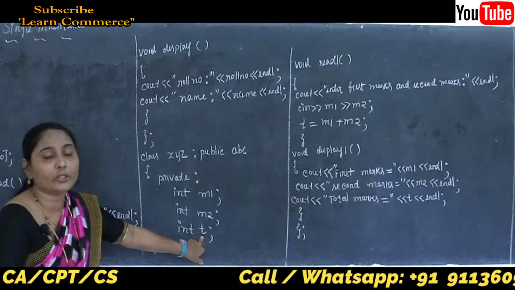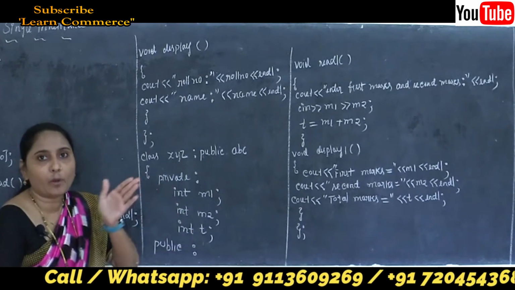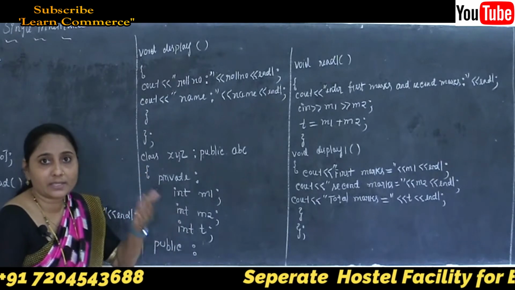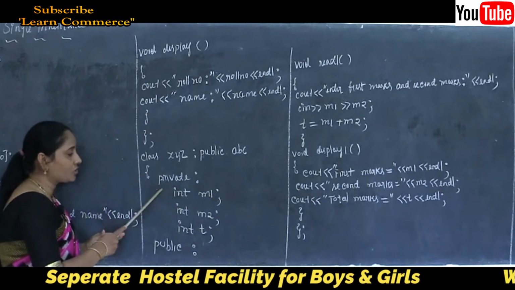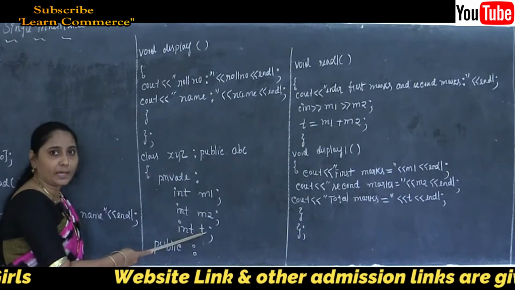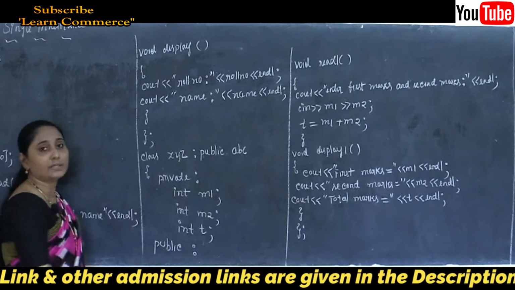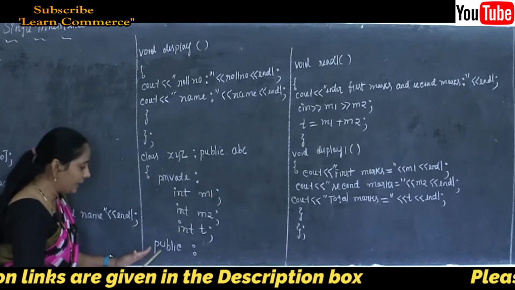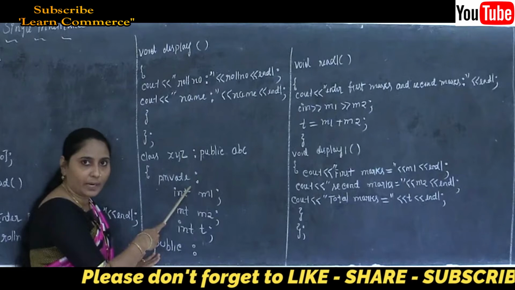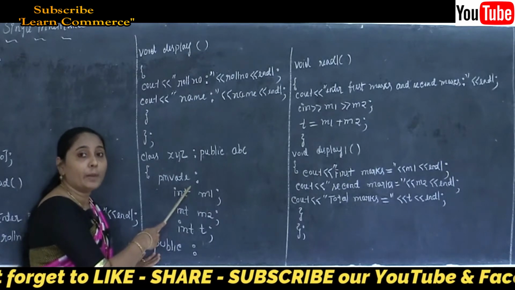Why? Because here I am going to enter the roll number and name of the student. I am going to add the marks, first marks, second marks, each and everything here. So I used the member data as M1, M2, T, and this is the member data of the new class. The new class name is XYZ, and later, next one, the new class not only contains some member data, it also has some member functions.